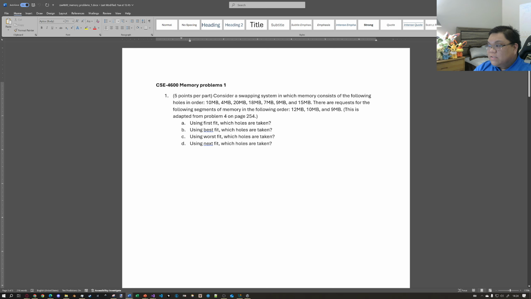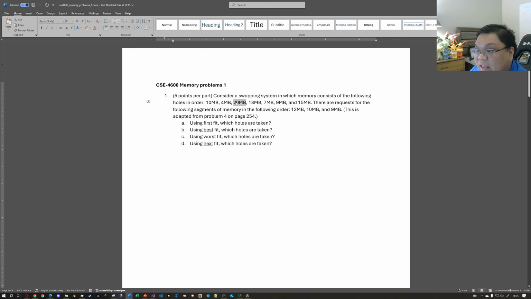I can show you how to solve the first fit problem here. So we want to make room for a 12 megabyte process, and we have holes that are 10, 4, 20, 18, 7, 9, and 15 megabytes in size. So the 12 megabyte process should go in the first hole that we find that can hold a 12 megabyte process. That's going to be the 20 megabyte hole.